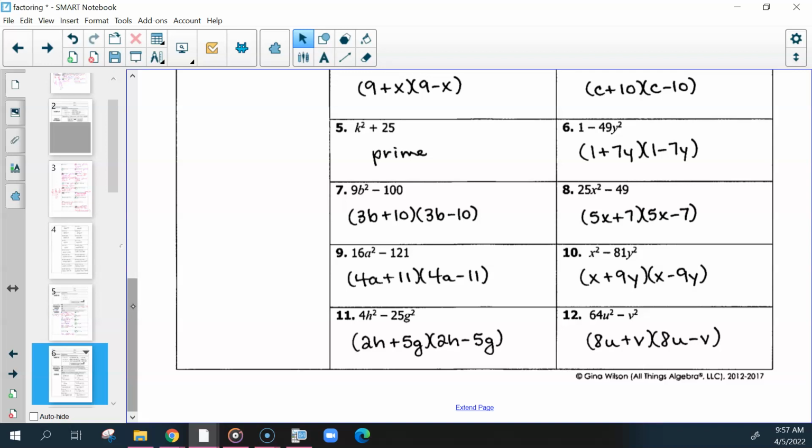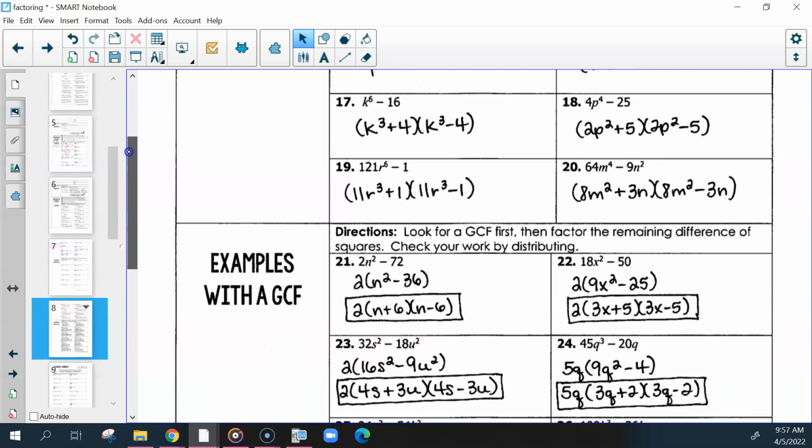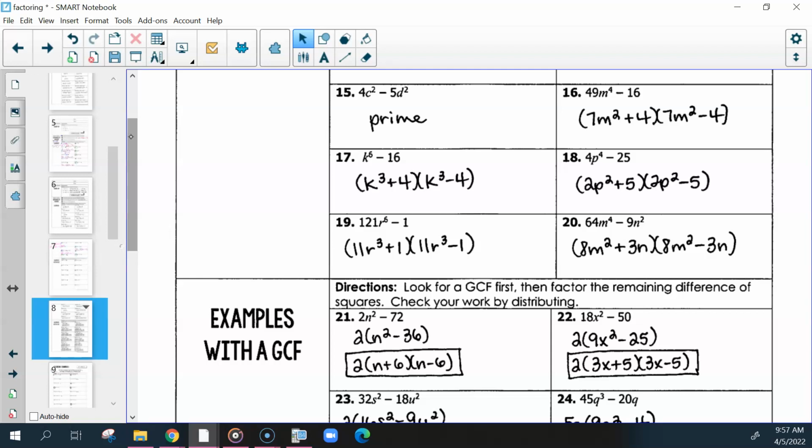Number 19 was 11r to the third plus 1 and 11r to the third minus 1. 20 was 8m squared plus 3m and 8m squared minus 3m. Questions on either of those?